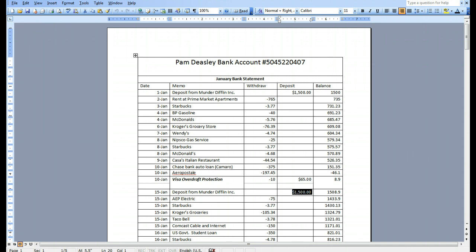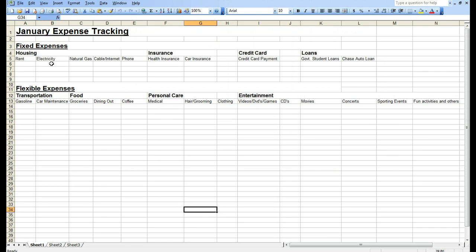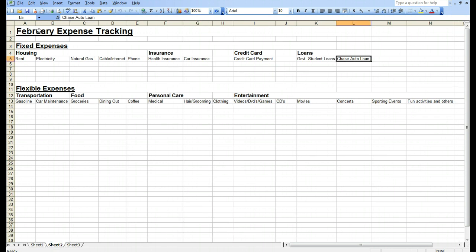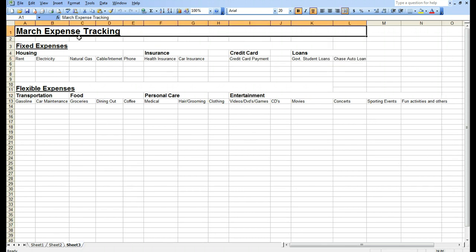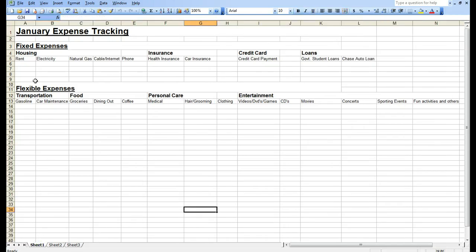Alright, so we can go ahead and pull up our expense tracking sheet. Now as you see, we have the January expense tracking sheet. All January expenses would go on this sheet. And if you look down here, you can click on sheet 2. There's your February expense tracking, so all February expenses go on there. And then down here, we have the March expense tracking, all March expenses go there. Alright, let's go back to January real quick.